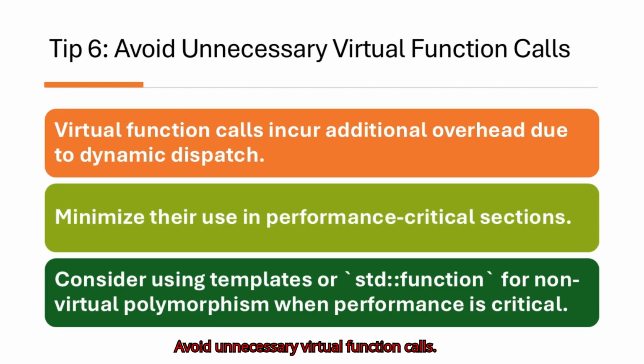Tip 6. Avoid unnecessary virtual function calls. Virtual function calls, while essential for polymorphism, add overhead due to dynamic dispatch. In performance-critical areas, it's best to minimize virtual calls. Instead, you can use alternatives like templates or std::function for polymorphism to avoid the overhead associated with virtual calls.